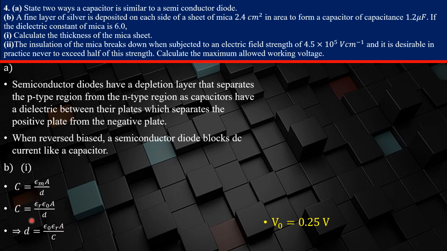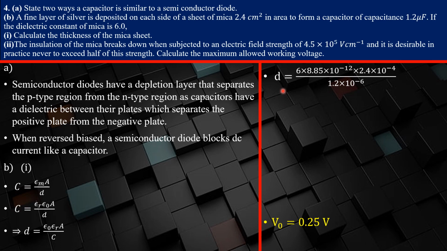But now I'm looking for D, right? Because we're calculating the thickness of the mica sheet. That's the separation. How thick the mica sheet is will determine the separation of the plates. So make D the subject, so we have this. Then substitute: the relative permittivity ER is 6, and E0 is 8.85 times 10 to the negative 12.